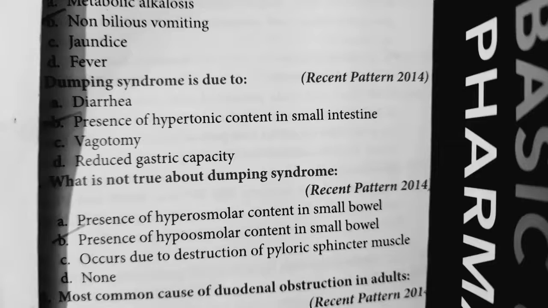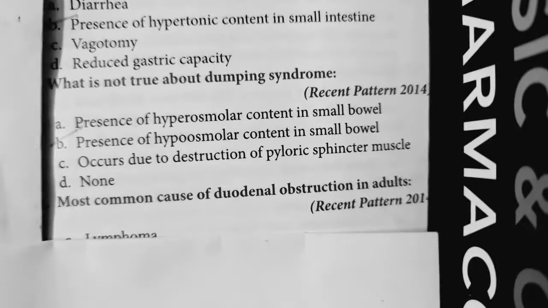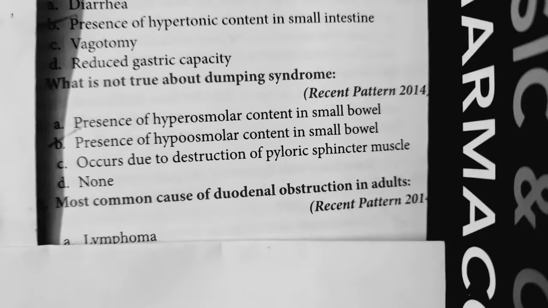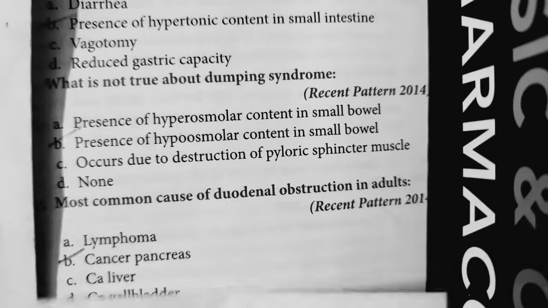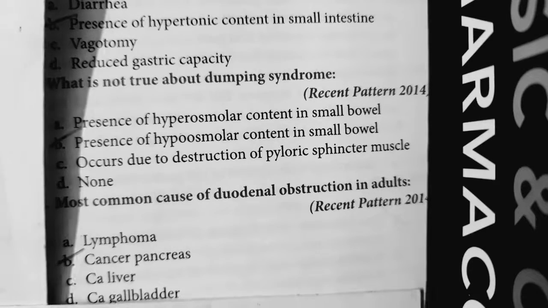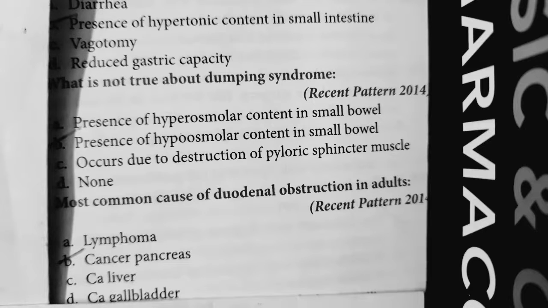Then question number 7. Most common cause of duodenal obstruction in adults is cancer pancreas. There are some questions asked similar to this question. See, most common cause of duodenal obstruction in adults is carcinoma pancreas. Most common cause of gastric obstruction is cancer stomach.